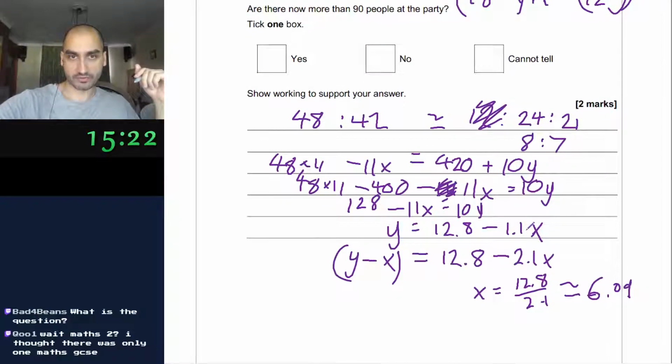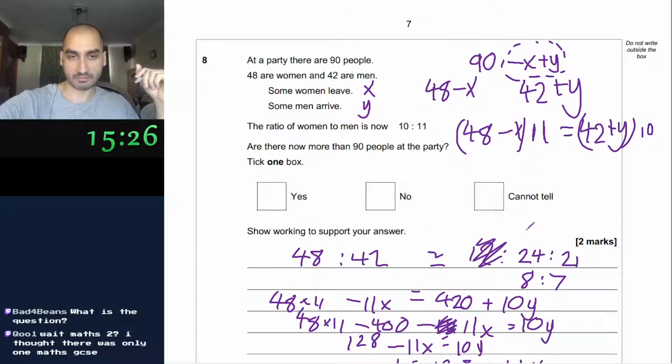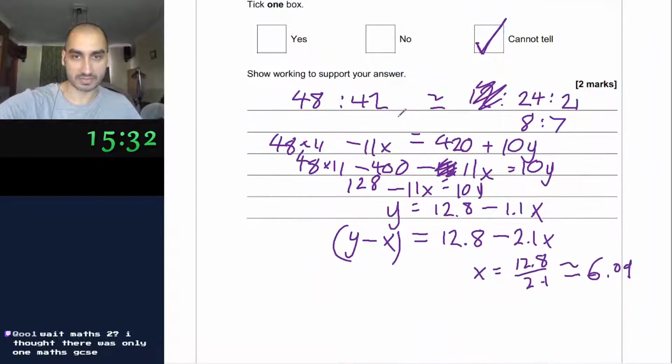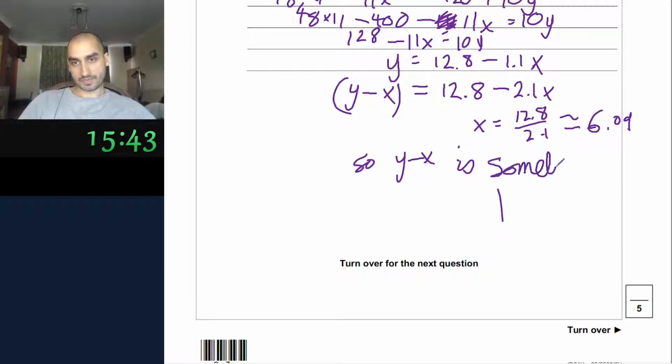So I think I've basically proven that y minus x can vary between positive and negative, so cannot tell. But this was a really obscure argument. I think there was probably a simpler reason for this. I need to write something, so y minus x is sometimes positive, sometimes negative.